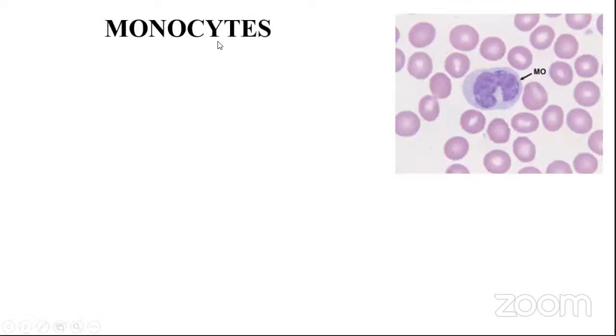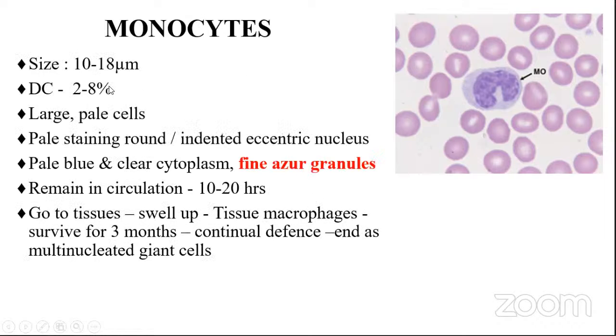Coming to the monocytes. You can see this is the largest cell, 10 to 18 micrometers. Differential count is 2 to 8%. It has a large pale cell, with a pale staining, indented, eccentric nucleus. You can see it is a kidney shaped nucleus. So normally the word we use is kidney shape.